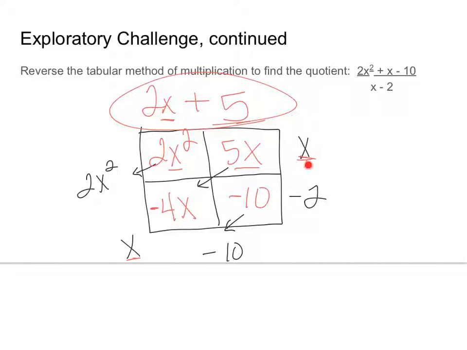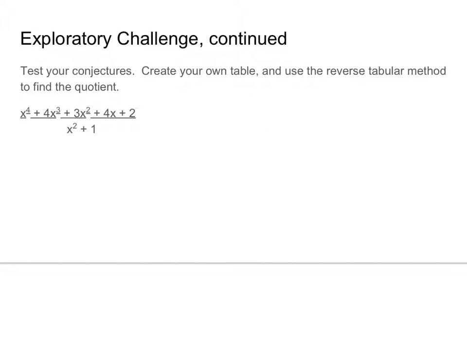Here I had an x minus 2, which is just 2 rows, and x squared, x, and negative 10. So I needed an x squared. So if I have x minus 2, 2x plus 5, x times x, so to the first power and a constant, gives me a 2 by 2. Okay. Create your own table and use reverse tabular method to find the quotient.